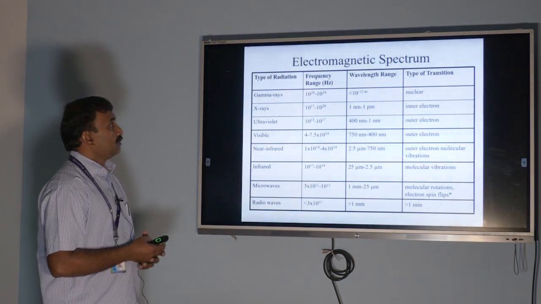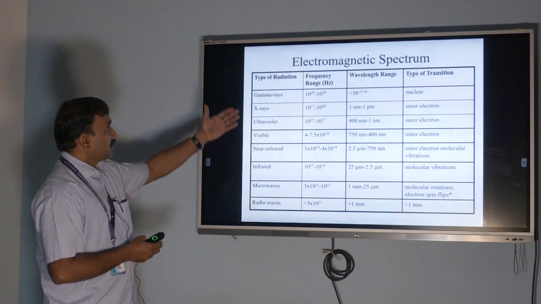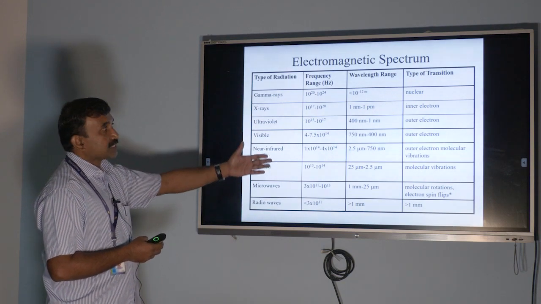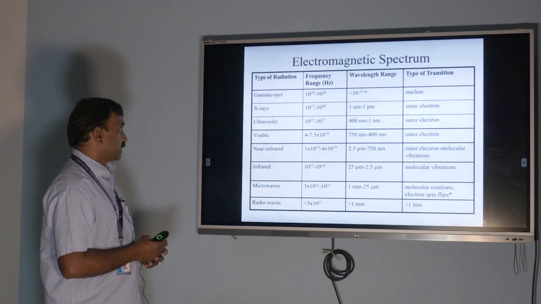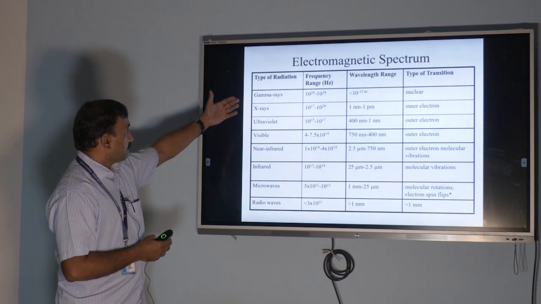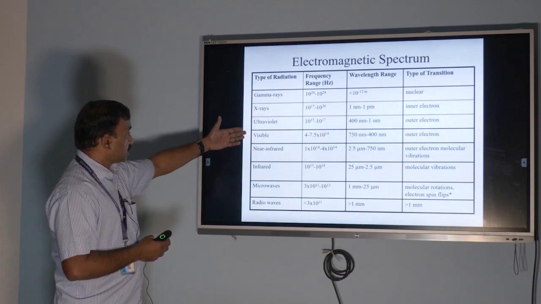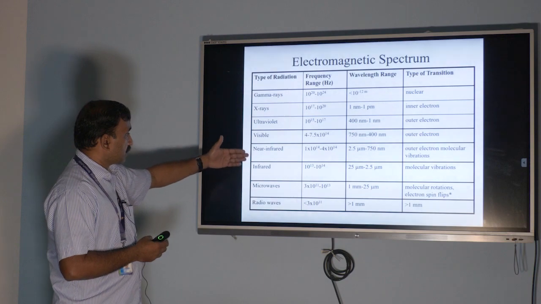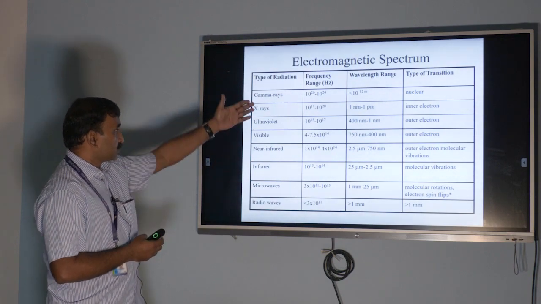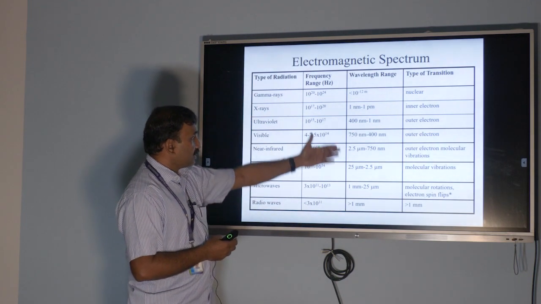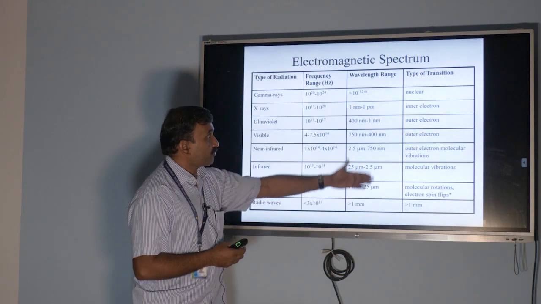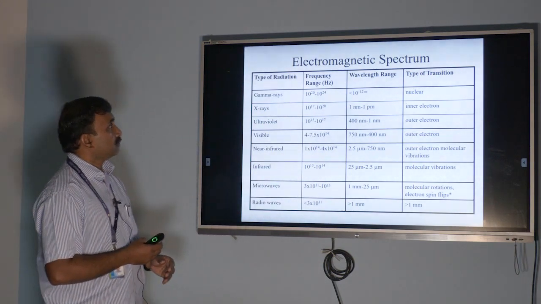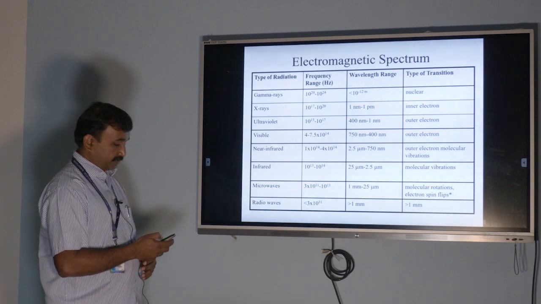This is the table which shows the type of radiation, frequency range, wavelength range, and type of transition. We have gamma ray, X-ray, ultraviolet ray, visible ray, near infrared, microwave, and radio wave. Its frequency is given, its wavelength is given, and the type of transition it causes in the material.